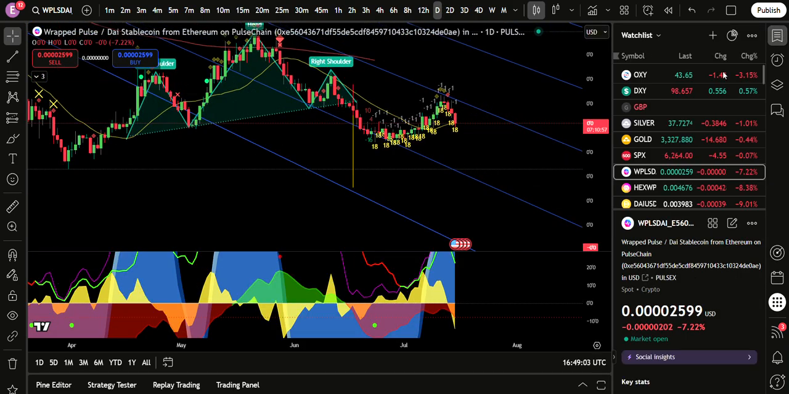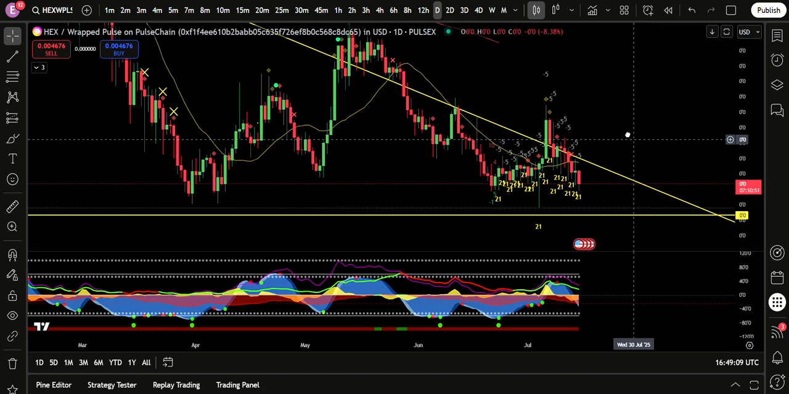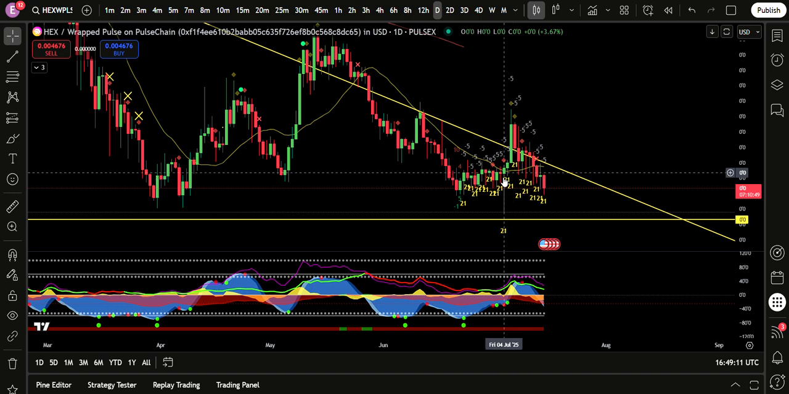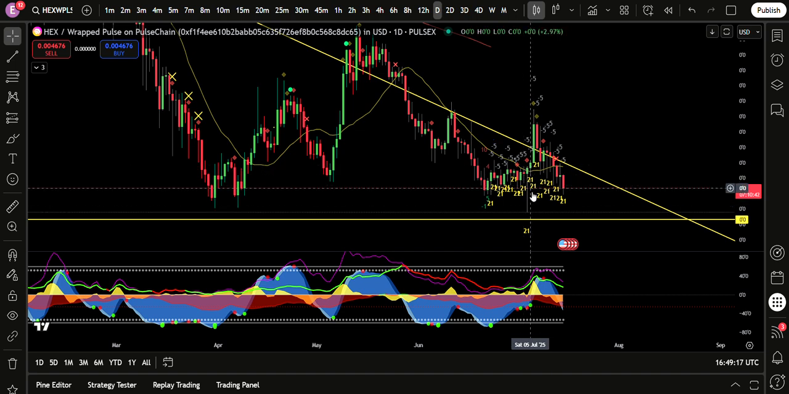It's always good to have a wee bit of dry powder on the side so that on these moves down you can capitalise on them. You see this massive wick to the downside on Hex on this chart. Check in Dex Screener for that, you wouldn't have got this wick.